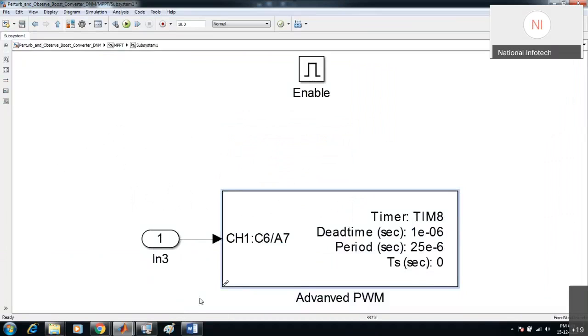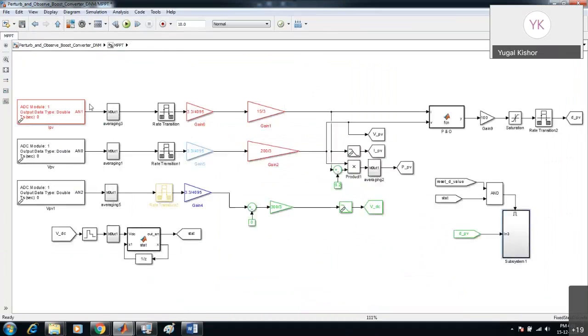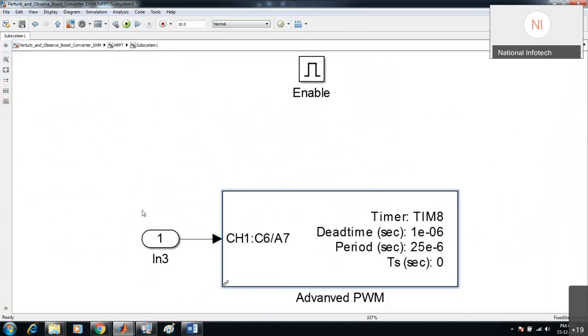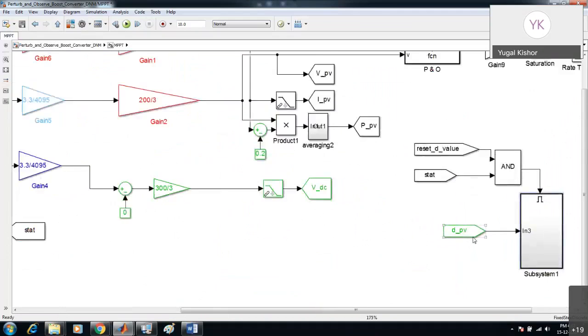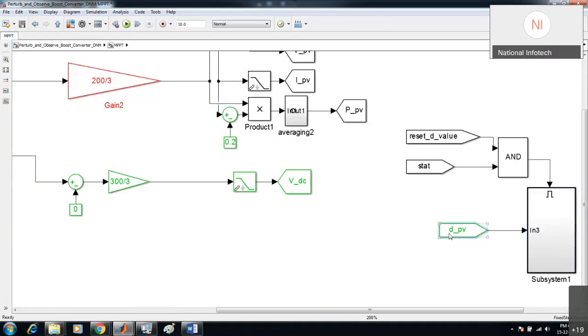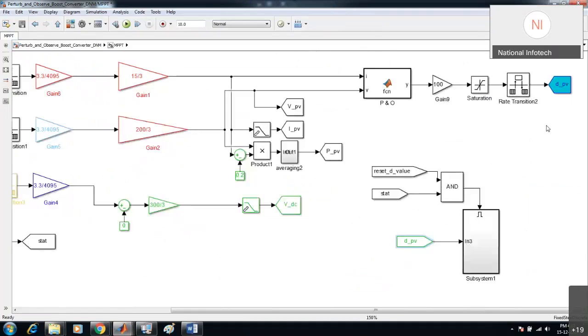Whatever input it is getting from the IN3 port, it will compare with this left aligned triangle. It is nothing other than the duty cycle. See, you see that here the DPV, where it is coming from. DPV is coming from here. So it is nothing else than the duty cycle.